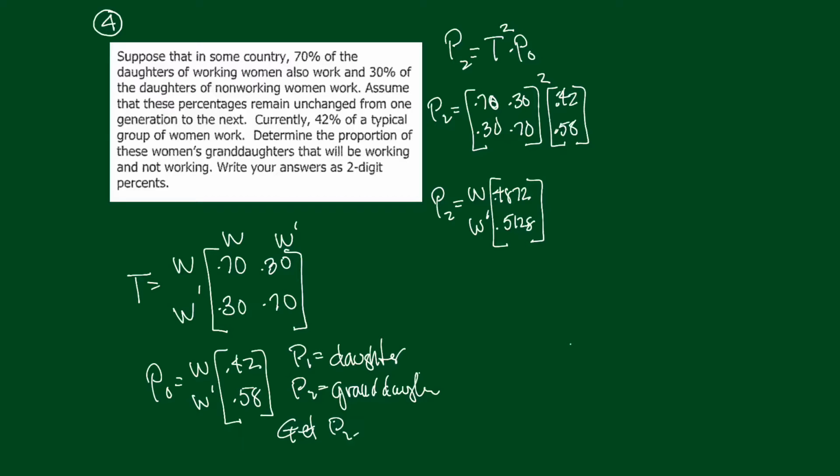So we're going to say this. The proportion of granddaughters who are working, now we want it as a percent, so it's going to be 49%. Right around 2 places, so I'm going to round this up, 8, 7, round it up to 9. And then not working, that's going to be 51%. I'm going to write them as percents because that's what we're asked for, not probabilities.